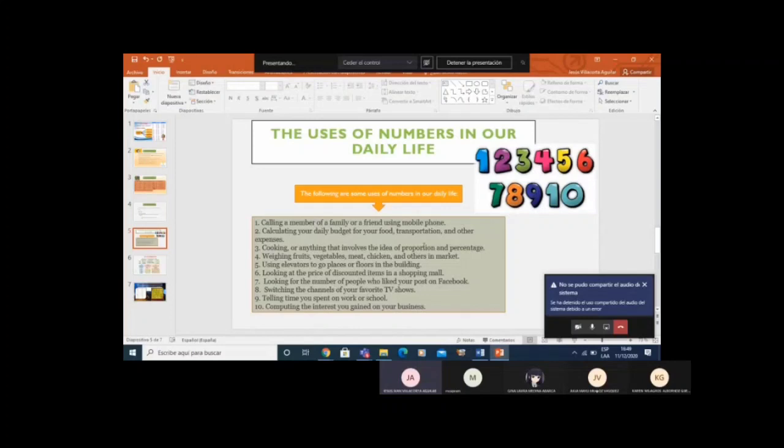For these cases we use principally the numbers, and in other cases like the date, my classmate is going to explain.